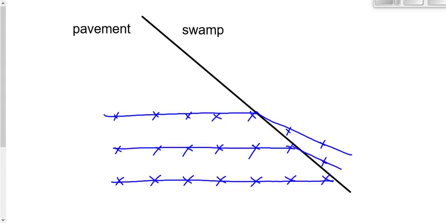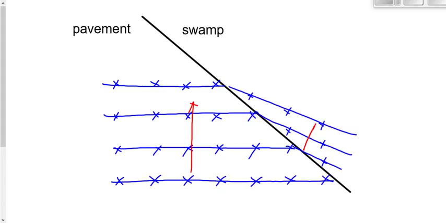3 seconds later, soldiers are in a new position again. Now we've got 3 soldiers in the swamp. This guy's going slower. This guy is still going slower. This guy is still going slower. What does it look like? It looks like this. This is a good analogy for refraction. What's happening here? Well, when the soldiers marched into the swamp, they changed speed. As a result of that speed change, the direction of the wave front changed.